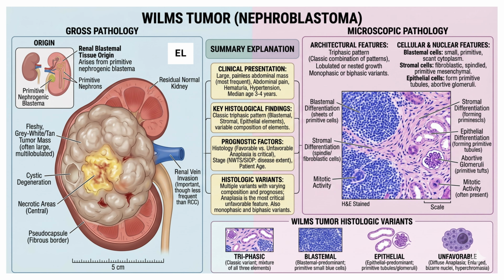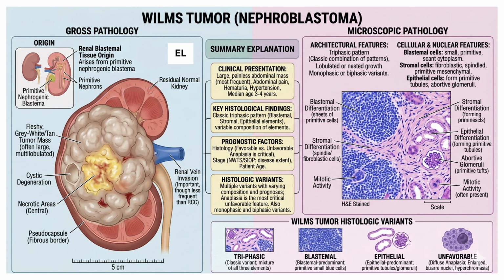From a pathological perspective, Wilms tumor is an excellent example of an embryonal malignancy arising from primitive tissue remnants. The triphasic pattern reflects abnormal recapitulation of renal embryogenesis, where immature cells attempt incomplete differentiation into epithelial, stromal, and blastemal structures. This unique histological appearance makes Wilms tumor one of the most recognizable pediatric tumors under the microscope.